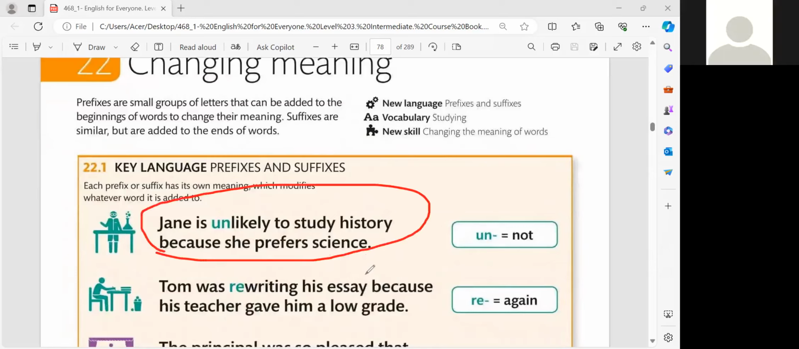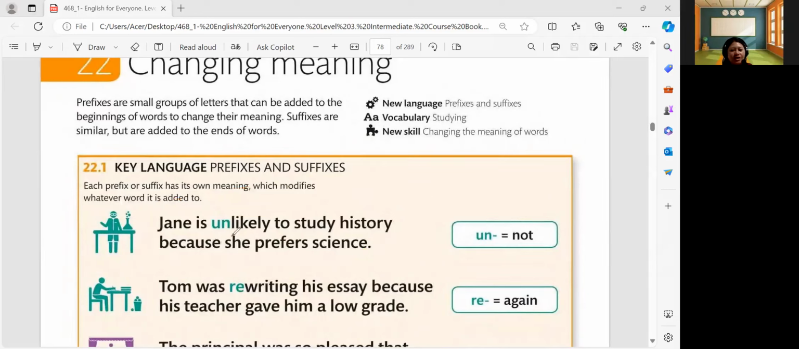Jane is unlikely to study history because she prefers science. So the word "un" here means not. Okay, very good. So the second example, please read.